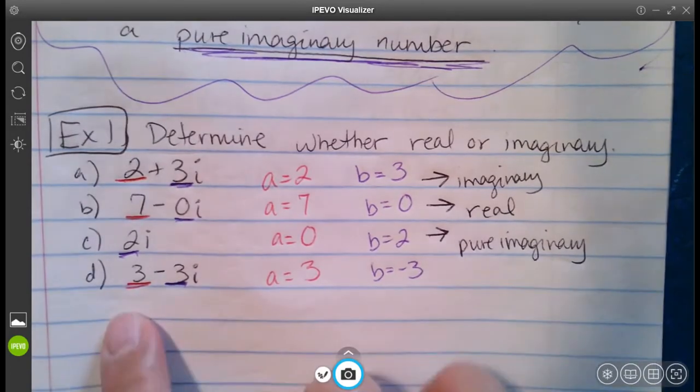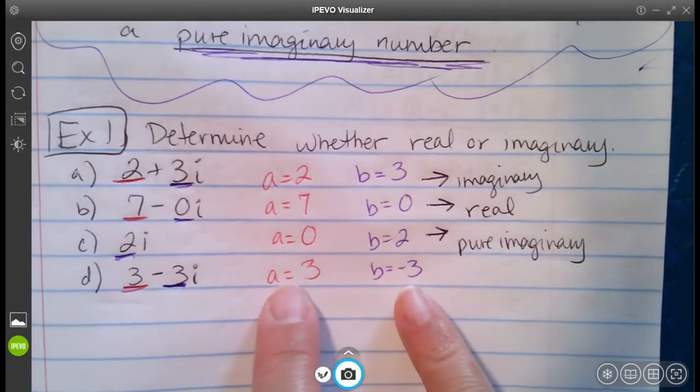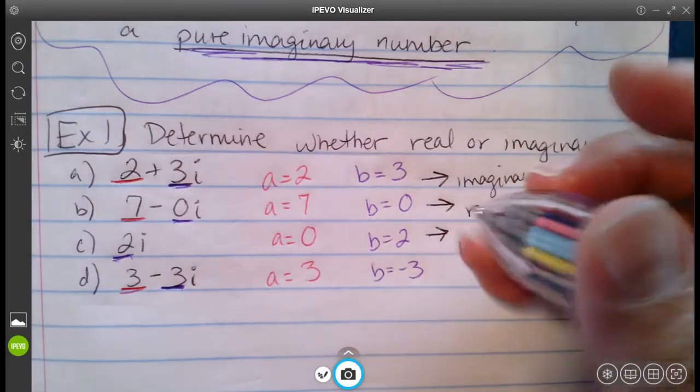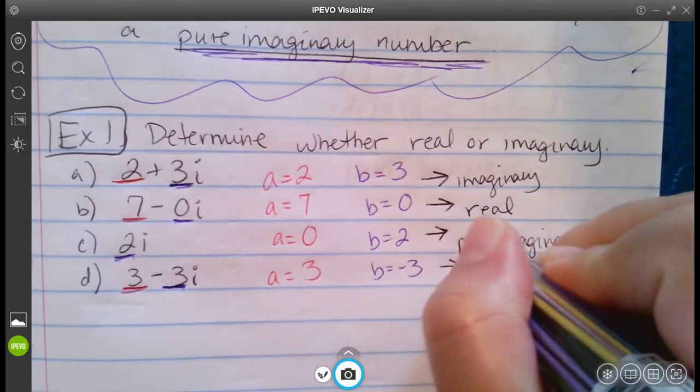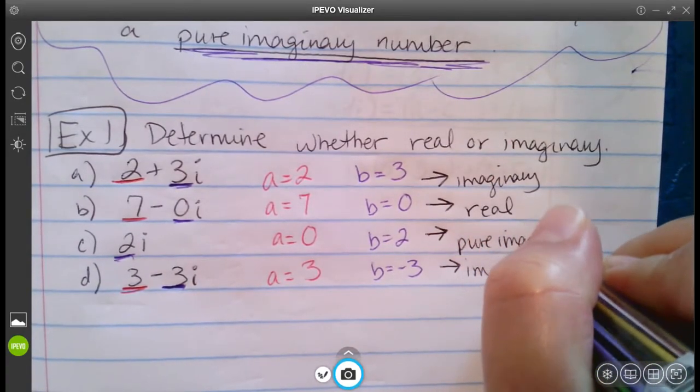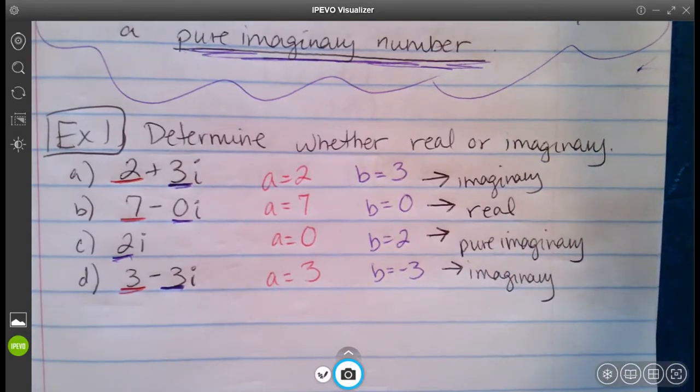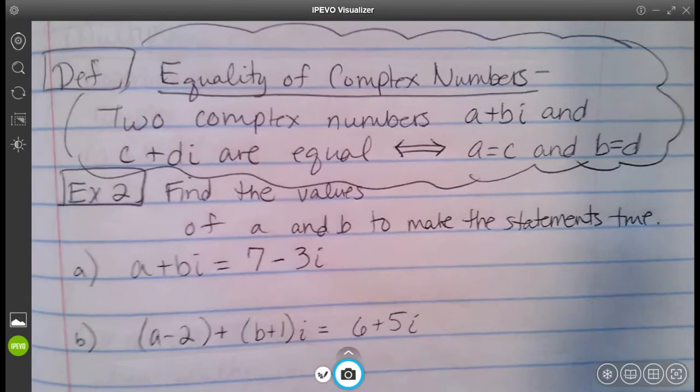Okay, and last but not least, we have letter D, which has both parts with a number that are not equal to 0, so this is going to just be an imaginary number. Okay, simple as that. Moving on.